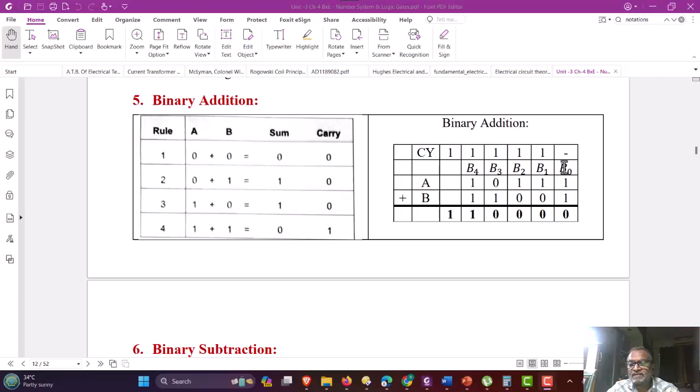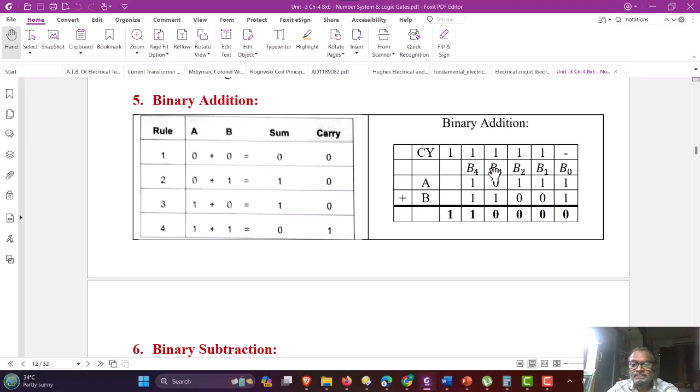Say for example, bit 0, B0: the bit 0 of number A is 1 and bit 0 of number B is 1. So 1 plus 1 is 0. That results to sum 0 and carry 1 here. In the second column, this carry is 1 plus number A is 1. So 1 plus 1 plus 0 is 0 plus carry 1 again. Again in the third column, 1 plus 1, 0 plus carry 1.